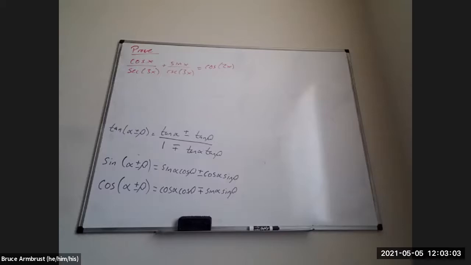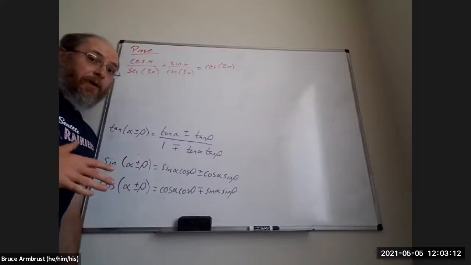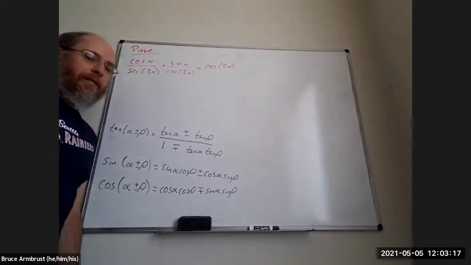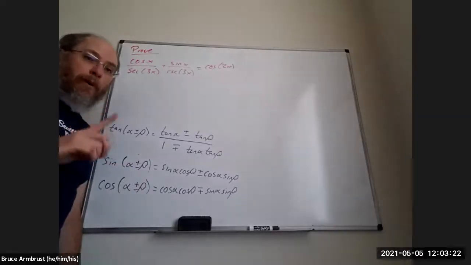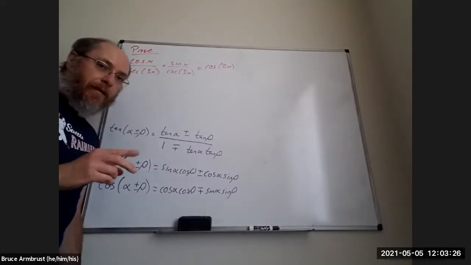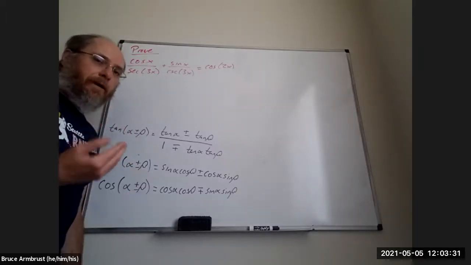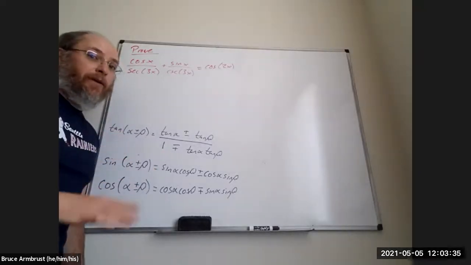So let's prove that identity. All right, so let's remember what we were talking about last time. When we want to prove, establish, confirm, however we want to say it, this with identities, the process is: pick one side and only one side, manipulate it using trig algebra until it looks like the other side. Okay, so we have to pick one side and go with it.